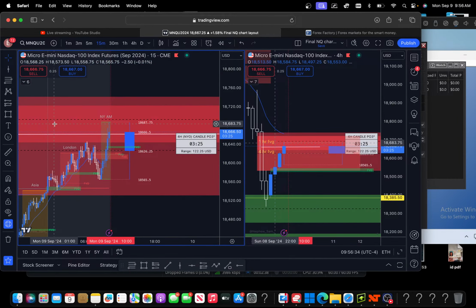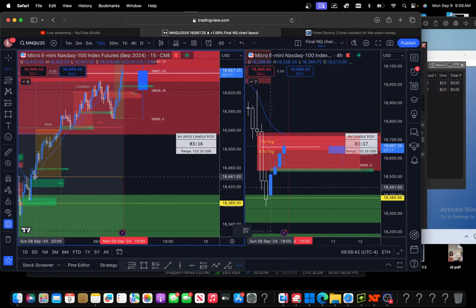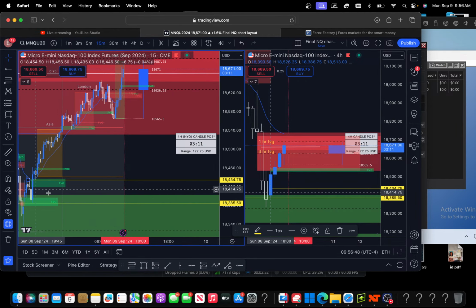All we do is wait for a confirmation. But Asian lows are here for first target on the downside, but we do have a swing low here that's really close to it. So I think that would be my first TP. And then second TP is this yellow line here.